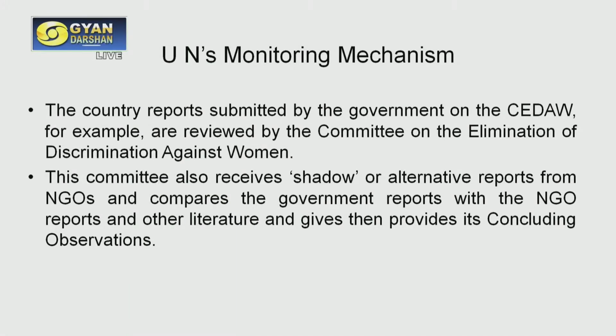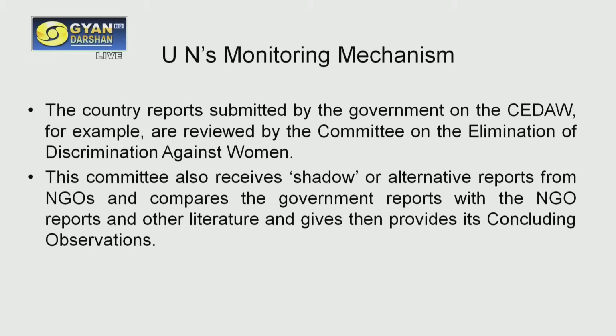For example, we were talking about the Vienna Declaration and the SIDA Convention. Both are legally binding agreements. As far as legally binding agreements are concerned, the countries need to submit reports related to gender discrimination. As far as SIDA is concerned, the committee also receives shadow or alternative reports. The government will submit one report to the UN related to existing gender issues in a particular country.